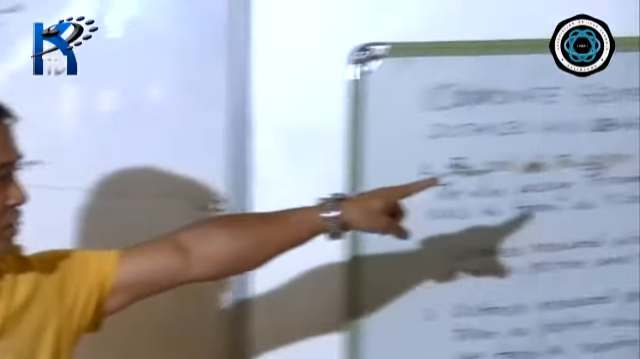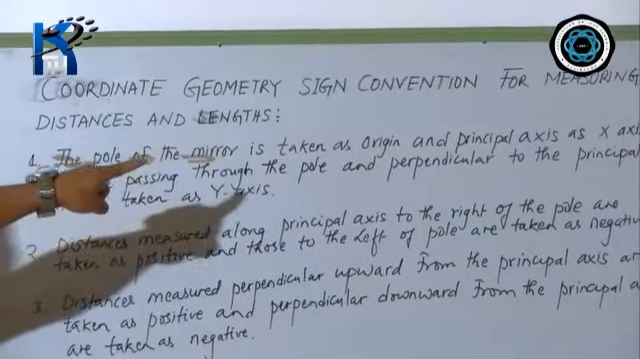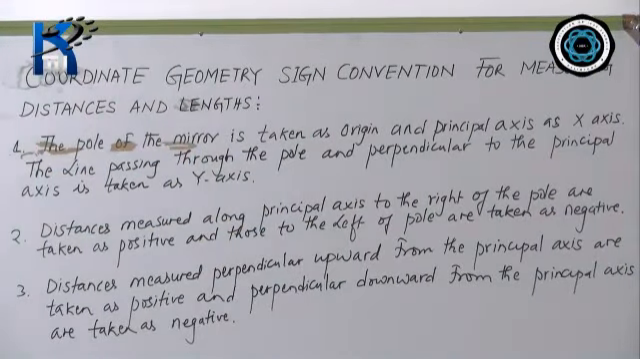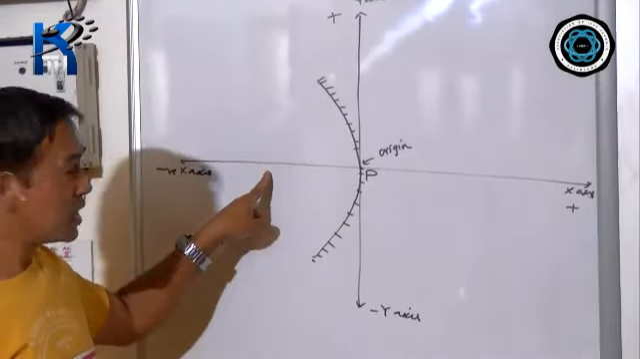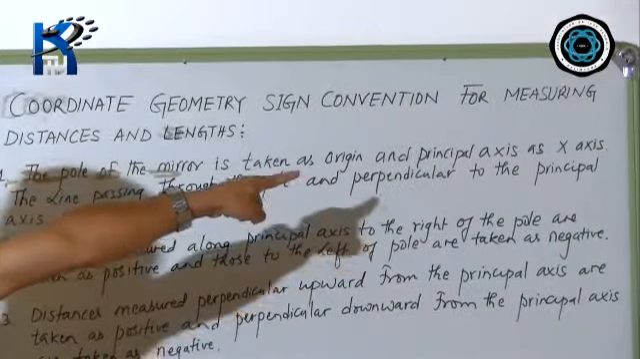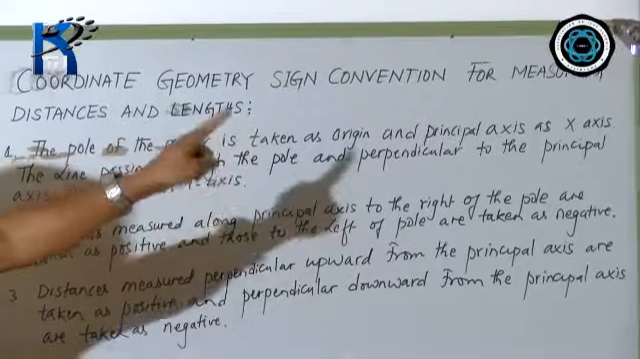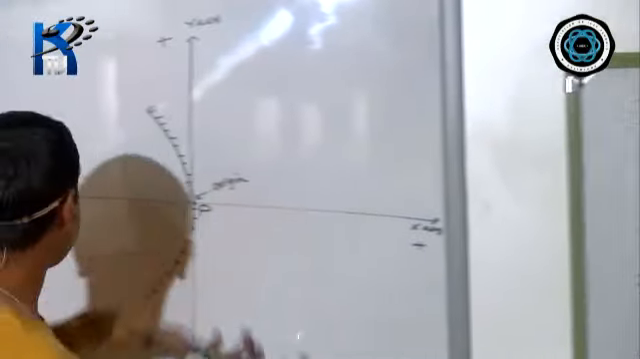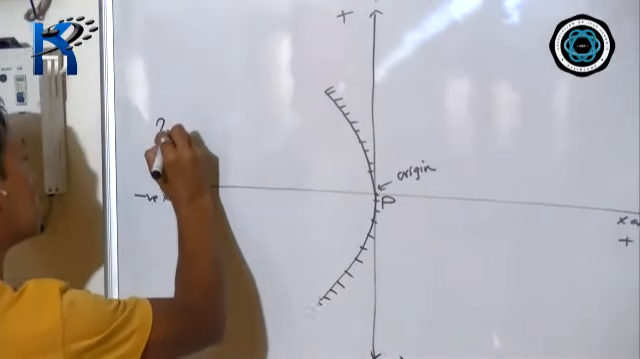The next, you can see on the board also, the principal axis. You know that the principal axis means the imaginary straight line that passes through the pole and the center of curvature. That line is always taken as the x-axis. So let me show you again. The principal axis is always taken along which axis? The x-axis. That means this is the principal axis, and this line is what axis? The principal axis.